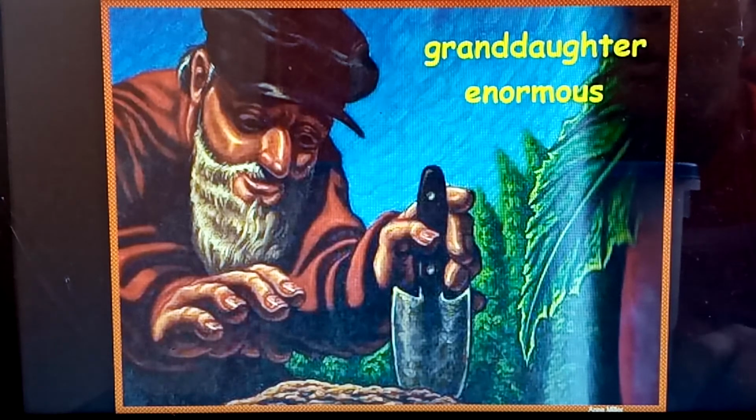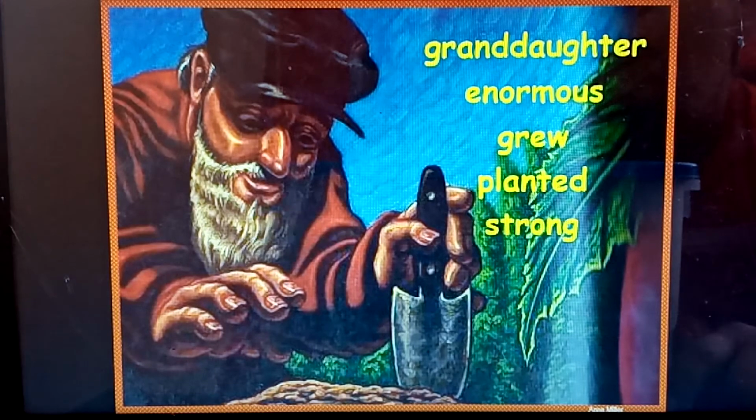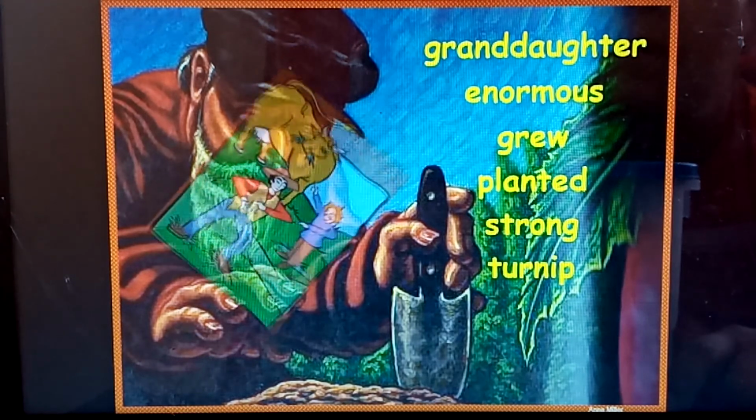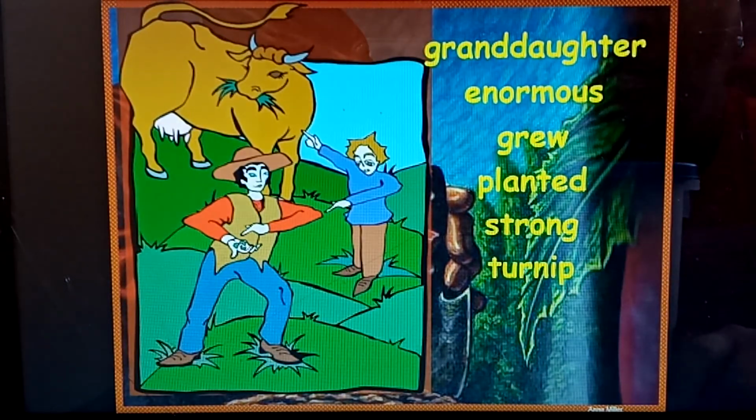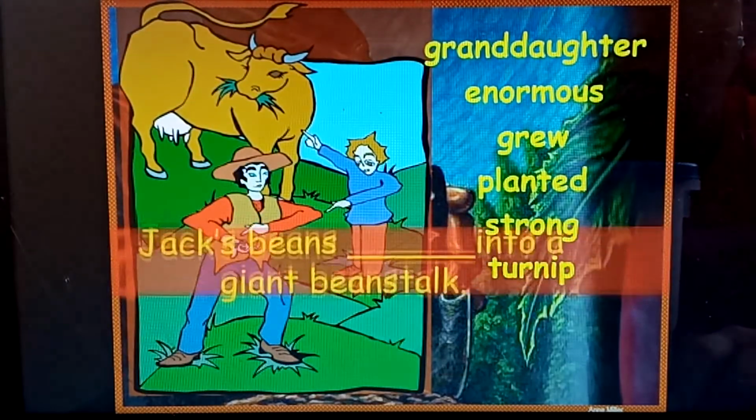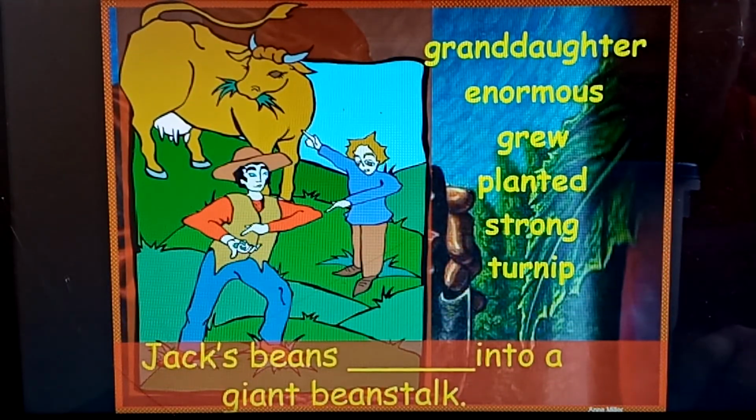So let's read. Granddaughter, enormous, grew, planted, strong, turnip. What can go here? Jack's beans. By the way, Jack is a character from another story. Jack's beans into a giant beanstalk. Grew. Those beans and Jack's hands grew into a giant beanstalk. See, he's pointing at the beans, so they grew.